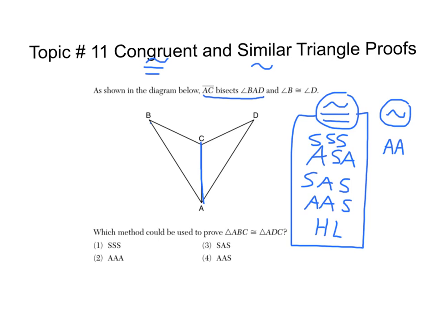Angle BAD is in red. And if the blue bisects the red angle, I'm getting these two black angles here to be identical to each other. They're also telling me that angle B and angle D are the same. So I'm going to mark those with little arcs to show that those are matching.